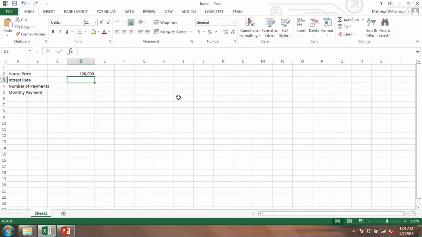And let's say the interest rate, let's see here. Let's say it's about 3.5%. And then number of payments, let's say we get a 30-year loan. So that means it's going to be 30 years times 12 months in a year. So we're going to get 360 payments. Okay? So with all that, we should be able to compute a monthly payment.